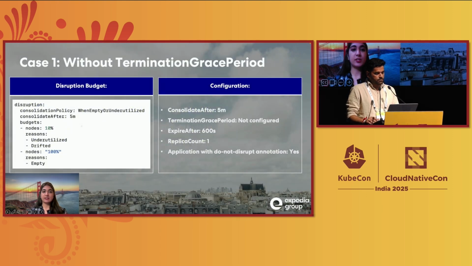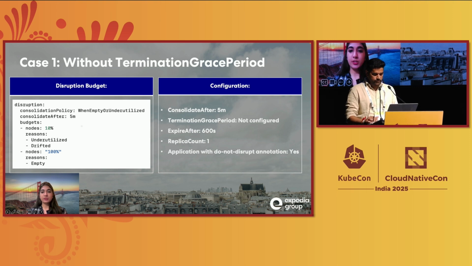So let's start with test case one, that is without termination grace period. In our first test case, we configured Karpenter's disruption settings to test how it handles scaling when the nodes are underutilized or empty. We set the consolidation policy to when empty or underutilized, meaning that Karpenter should consolidate the nodes whenever they are not fully utilized. The consolidate after was set to 5 minutes, so the consolidation actions are only triggered if the nodes remain underutilized for that duration.